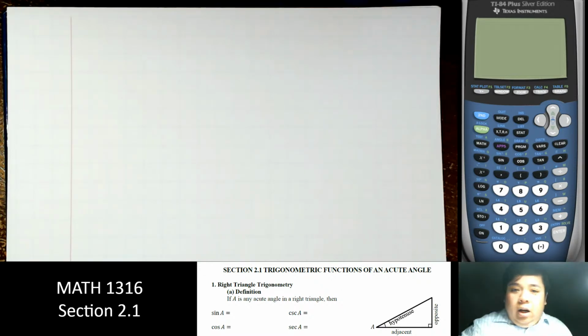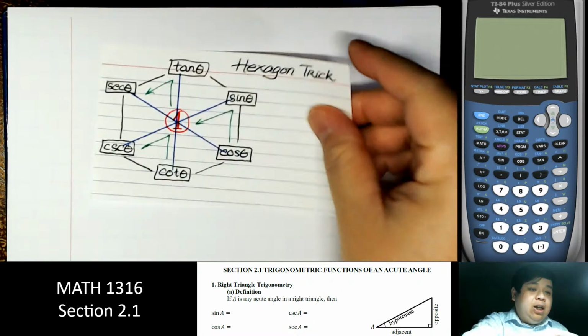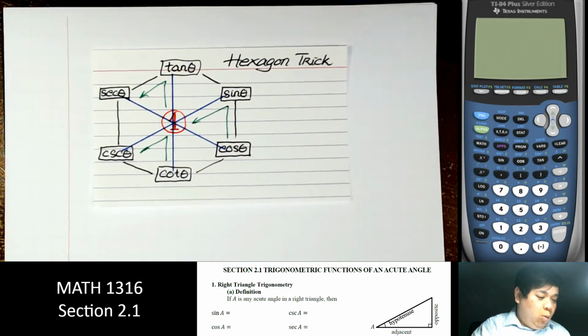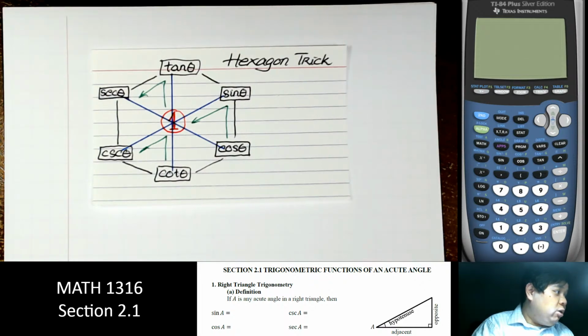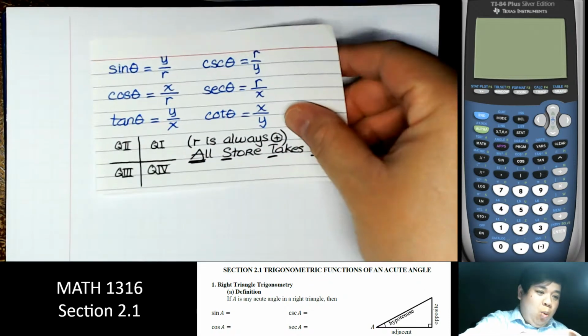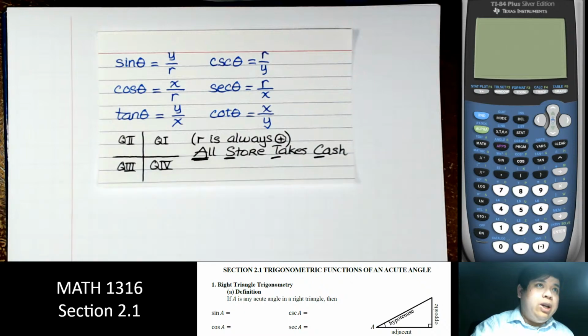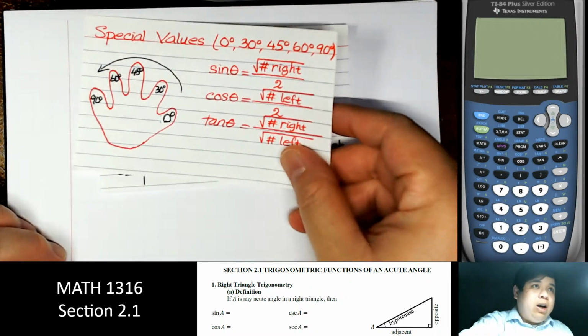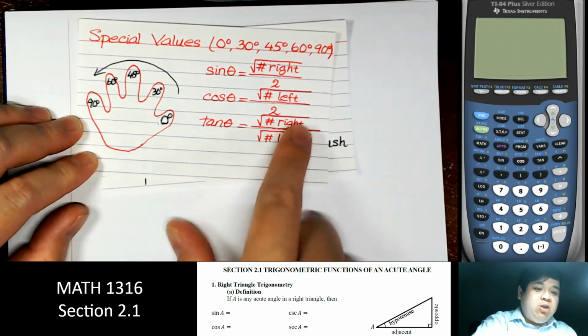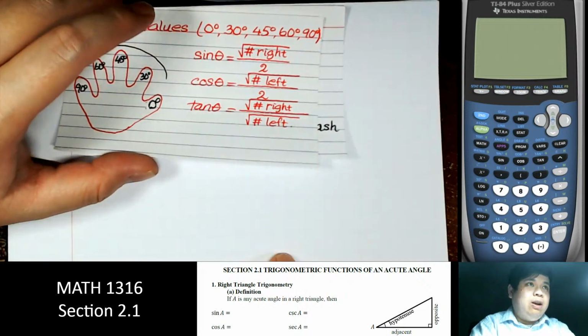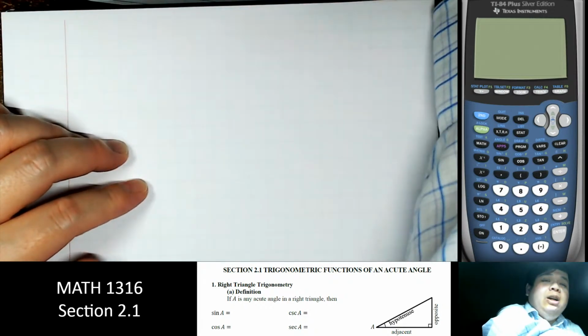Right. So we continue from last time. I hope you have something like what I have here. So we have quick reference sheets. I have one for the hexagon trick, one for the definition using x, y, and r, and one is the quick reference for the special values. Those are the three things I have for now.